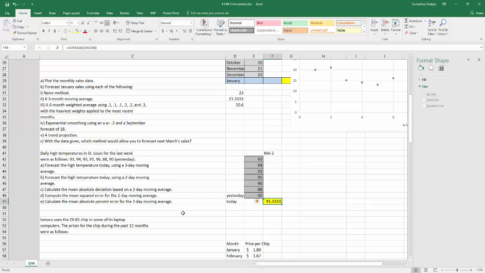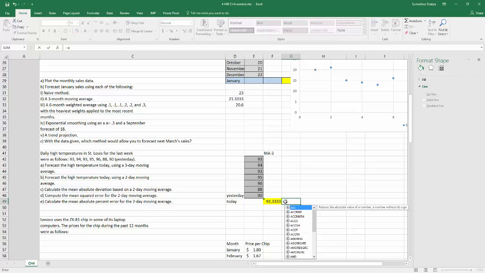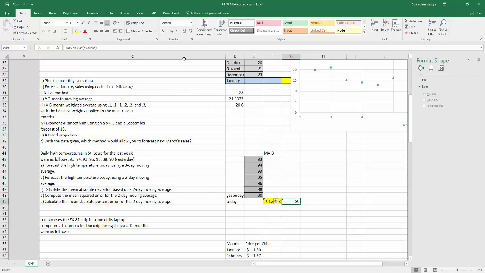Now, when we calculate the forecast of the high temperature today using a 3-day moving average, we can also forecast the high temperature using a 2-day moving average. Since it's a simple average, we take the average of the last 2 numbers here. Then calculate the mean absolute deviation based on the 2-day moving average.